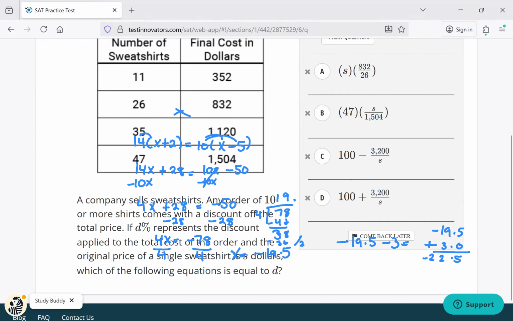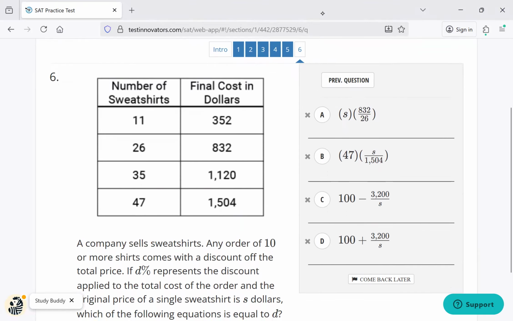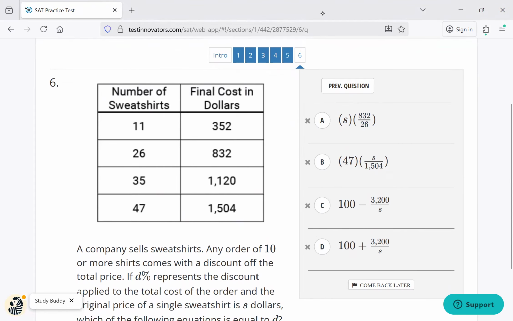Okay, let's do the last one. Okay, the last one, no, let me scroll up. So the last one is here, we have a table. The number of shirts in that column and then the final cost in dollars. So maybe this could be your X and then this could be your Y value.